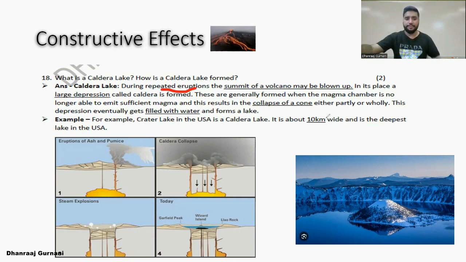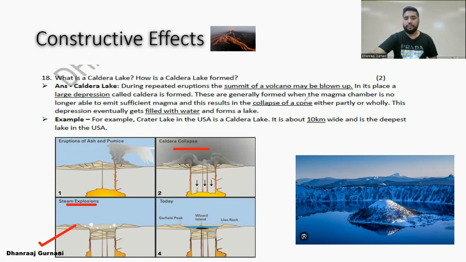Due to repeated eruptions, here you have an image. It is a 4-step process. During repeated eruptions, the summit of a volcano is blown up. It's written here, the caldera collapses. The summit of the volcano may be blown up. Here is the example, the caldera collapses. In its place, a large depression is formed. A large depression is formed called the caldera.